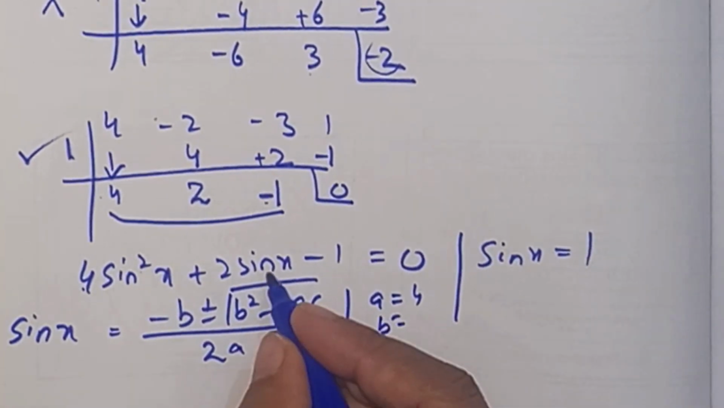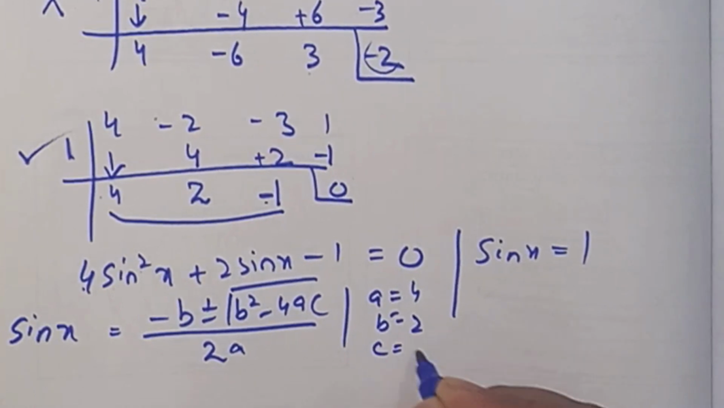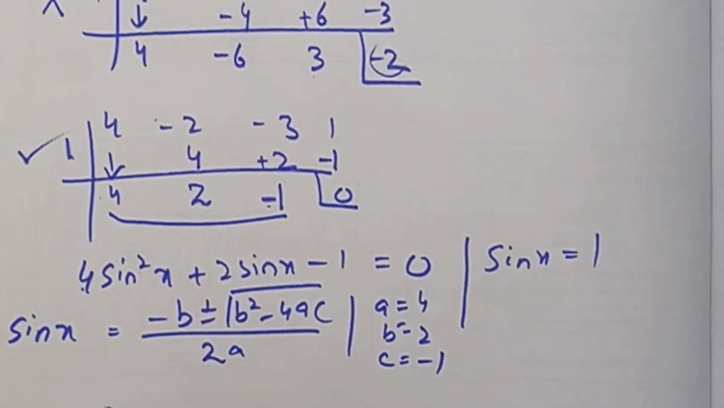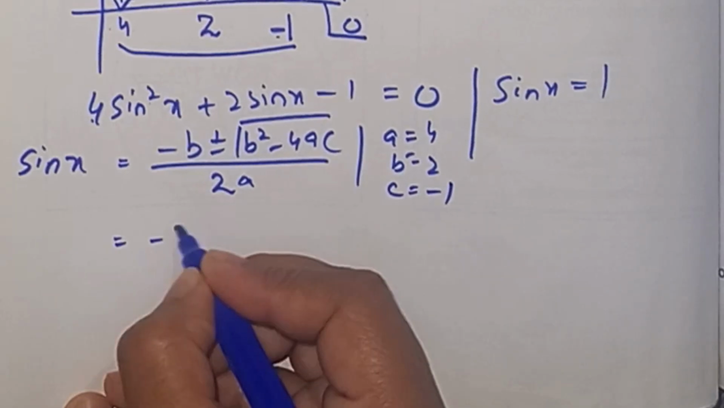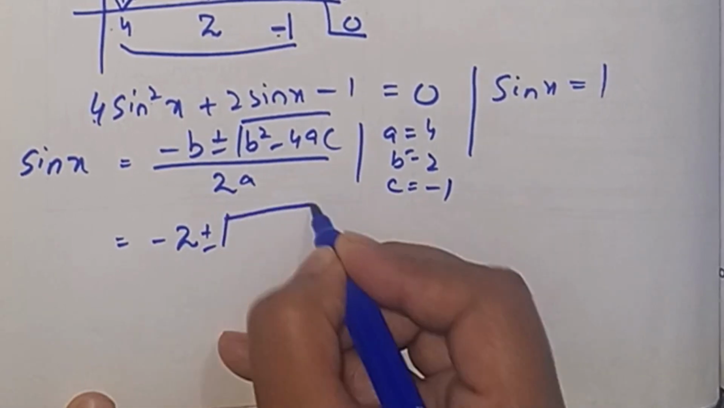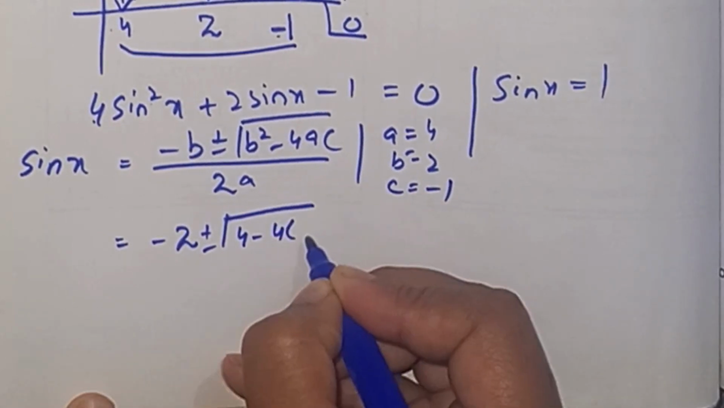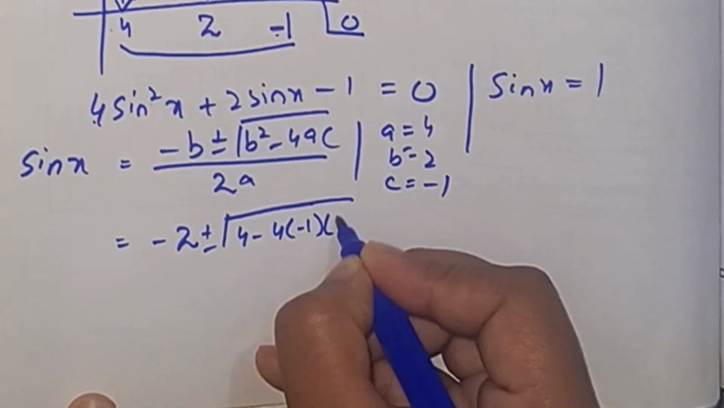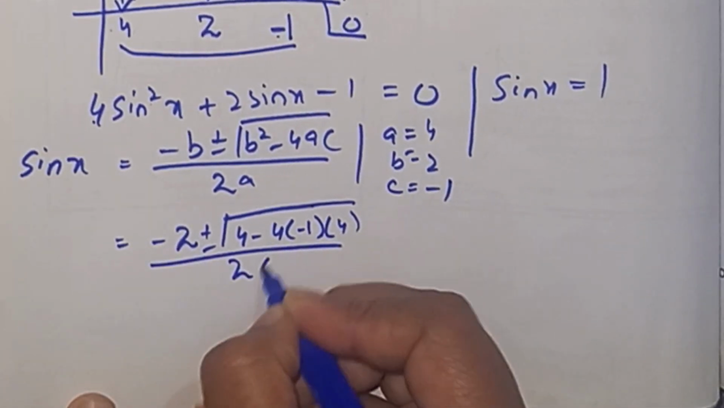b is the coefficient of sin x, which is 2, and c is the constant, which is -1. Now we substitute these values in this formula. So we have -2 ± the square root of b squared, which is 4, minus 4ac, where a is 1 and c is -1, all over 2a, and a is 1.